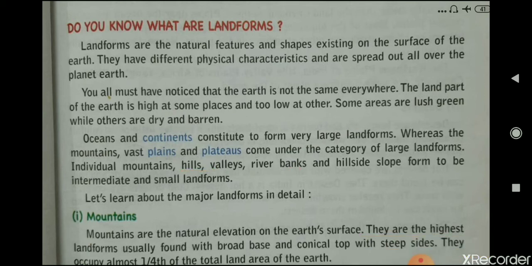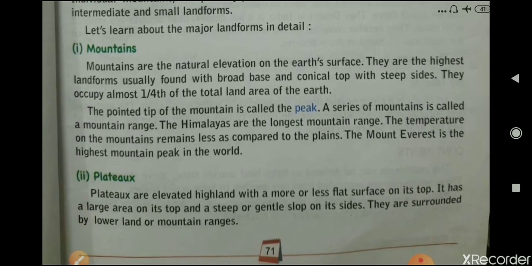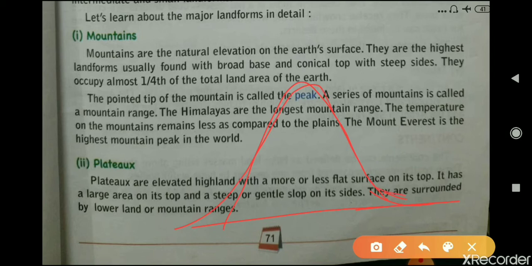Okay, now what are mountains? Mountains are the natural elevation on the earth's surface. They are the highest landforms usually found with broad base and conical top with steep sides. Now what are mountains? Mountains are natural elevation. Natural elevation means that are at some height from the earth's surface. Okay, these are the natural elevation on the earth's surface and they are highest landforms. मीन्स ये हाइएस्ट लैंडफॉर्म्स हैं. आपको पता है कि माउंटेन्स काफ़ी हाई होते हैं, ठीक है, उनकी काफ़ी हाइट ज़्यादा होती है.